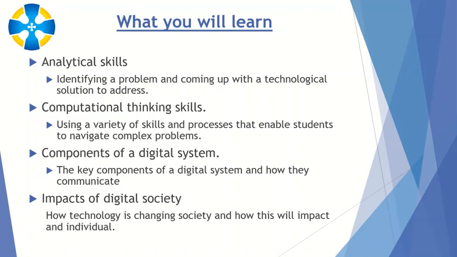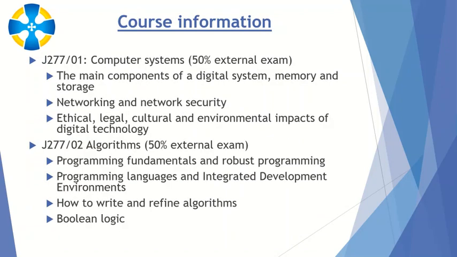But what does the course actually offer? Computer science is broken down into two main sections: computer systems and algorithms. The computer systems part covers the internal parts of the computer, digital systems, the memory and the storage. It goes into networking, network security. Cyber security is a massive industry at the present moment in time. Looking after computer systems, especially as more and more people are working at home, is a priority for all businesses.